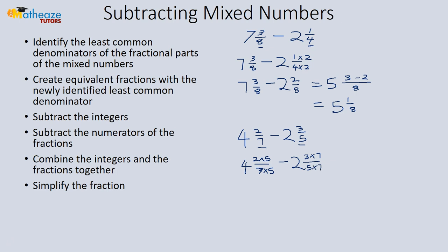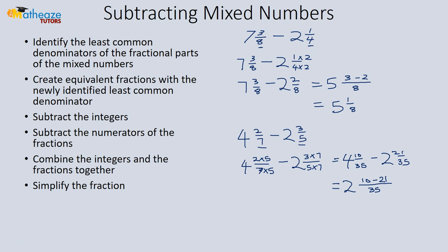So this is going to give us 4, 10 over 35 minus 2, 21 over 35. So the next step here is to subtract the integers. So 4 minus 2, that gives us 2. We now have a common denominator of 35. So now we can subtract the numerators: 10 minus 21 is negative 11.